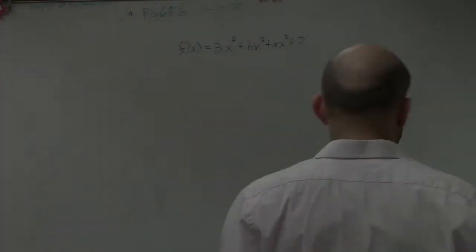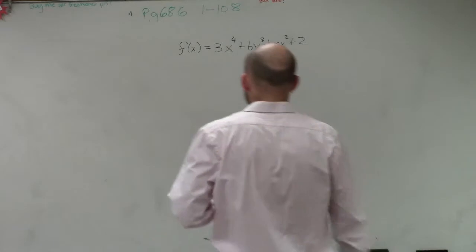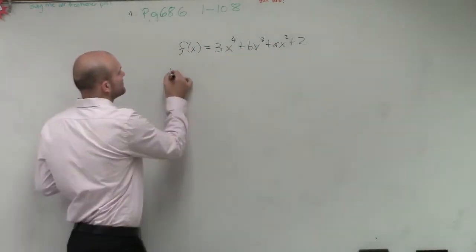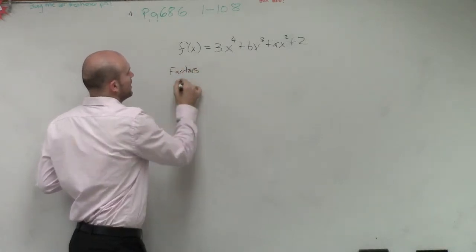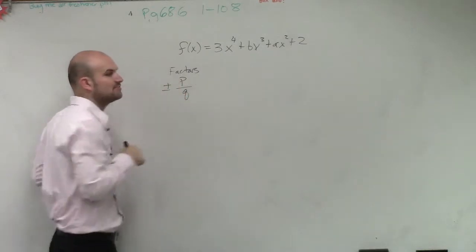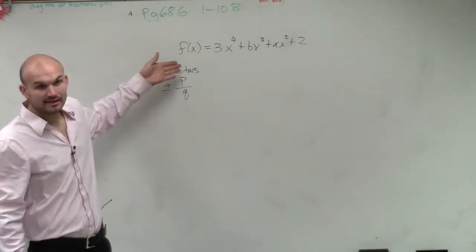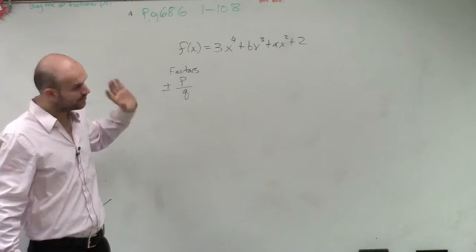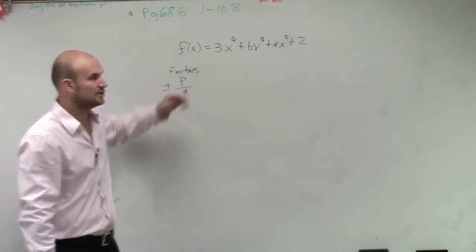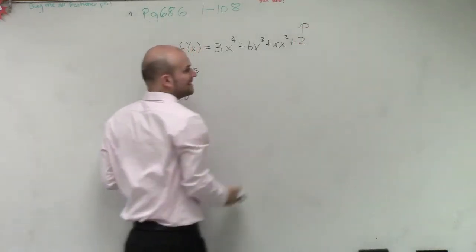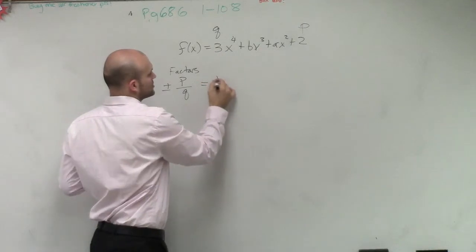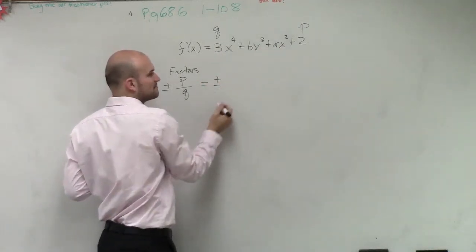Right, so for this problem, what they're asking us to do is determine our rational zeros. So to determine the rational zeros, we need to determine the factors of p over q. And it's not just going to be the factors, it's going to be plus or minus the factors of p over the factors of q, where p is my constant and q is my leading coefficient.